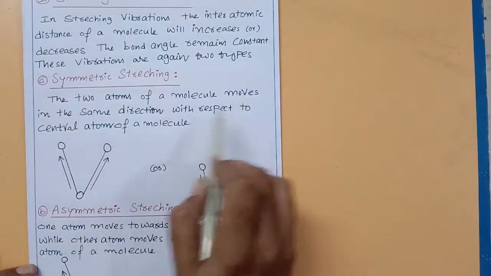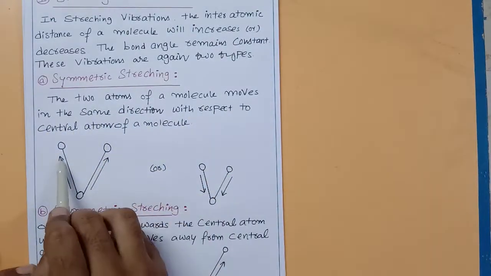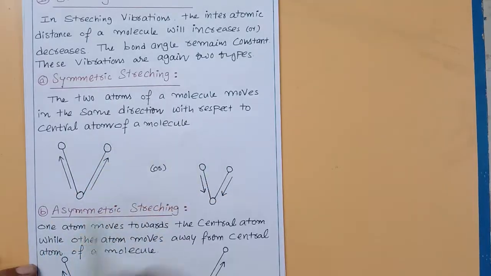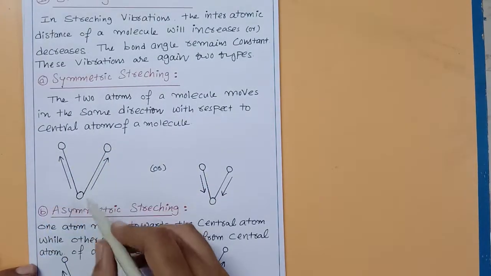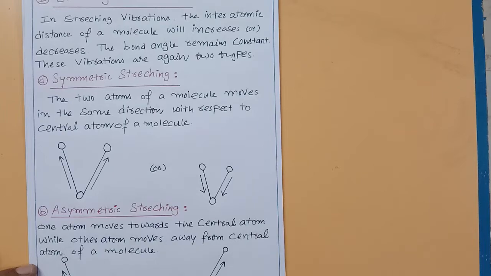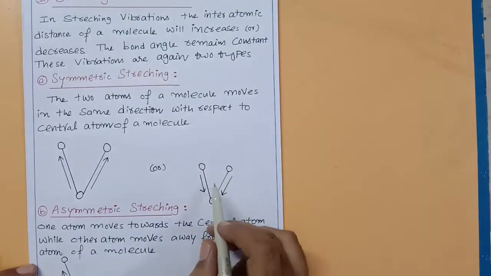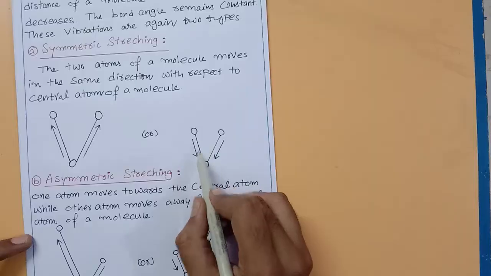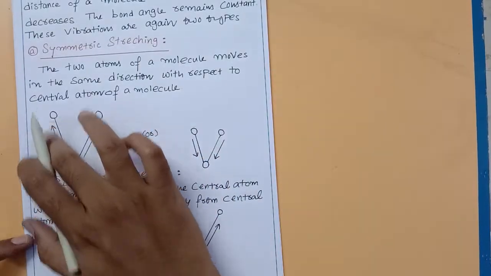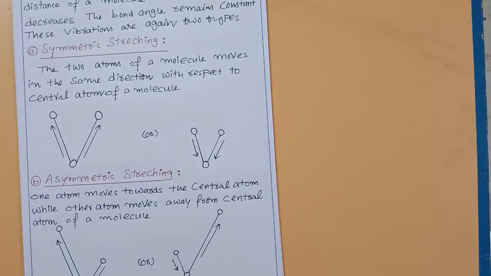The two atoms of a molecule move in the same direction with respect to the central atom of the molecule. So both atoms may move away or may come near to the central atom. So this type of stretching vibration is symmetric stretching. Both are the same. Both atoms are moving in the same direction. The stretching is common for both the atoms.